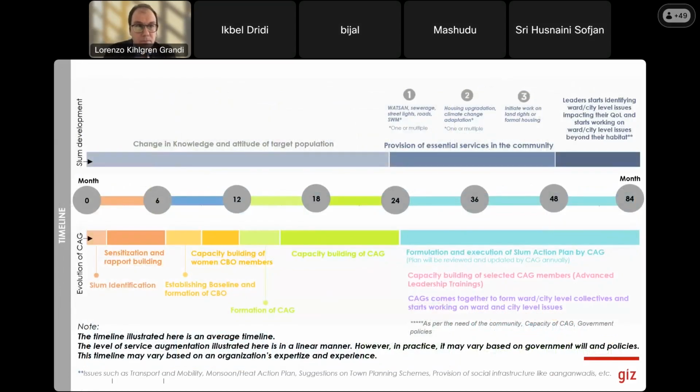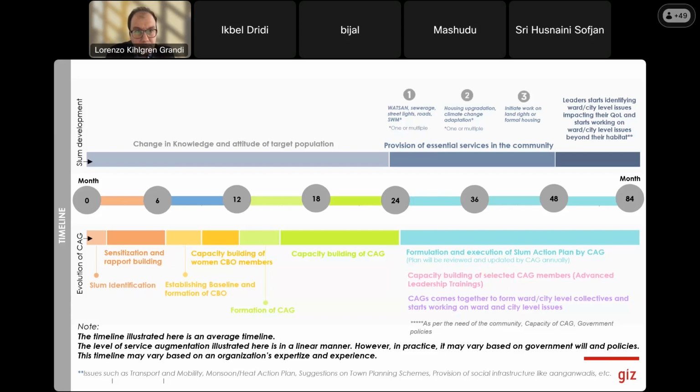If we take a settlement, if you look at the timeline, the initial 6 months, and now this is really fast because we have gained an expertise, would go in rapport building and sensitization. 12 to 18 months will go in building their community-based organization. And up to 24 months, it's actually building the capacity of the action groups. After that, the services will start coming.